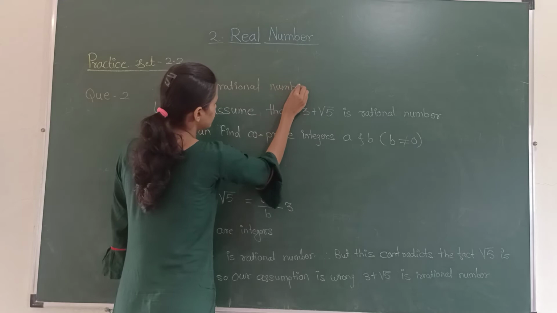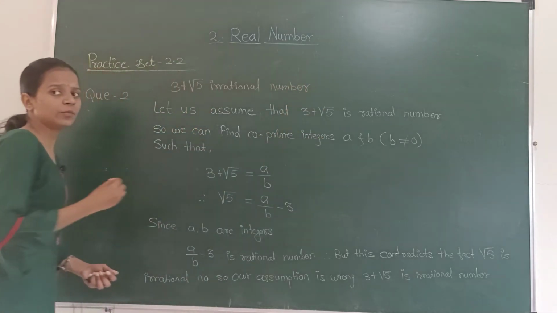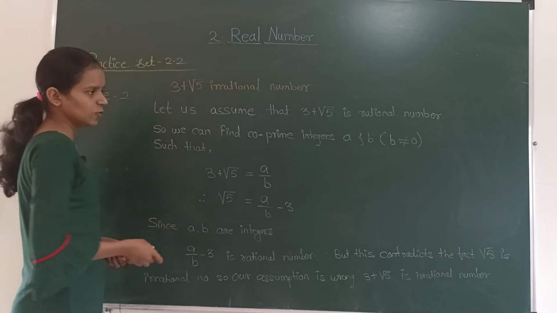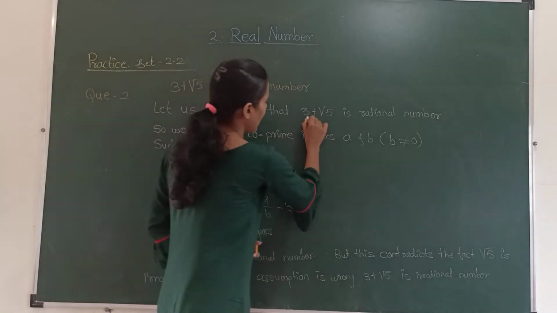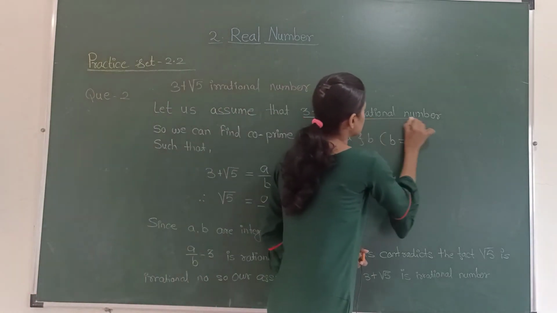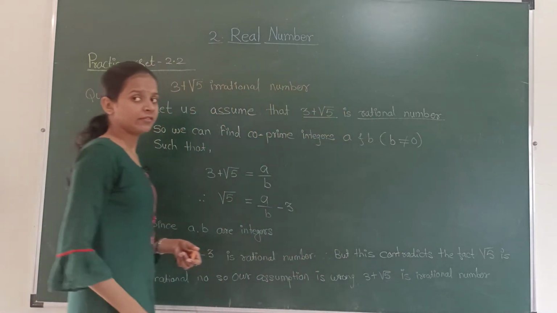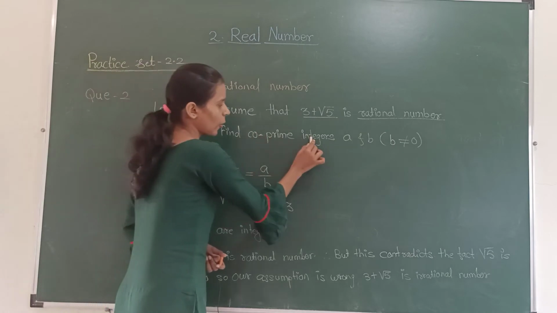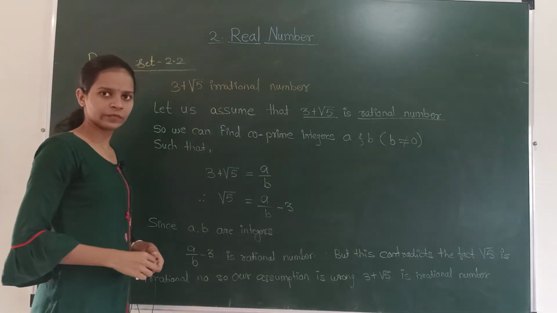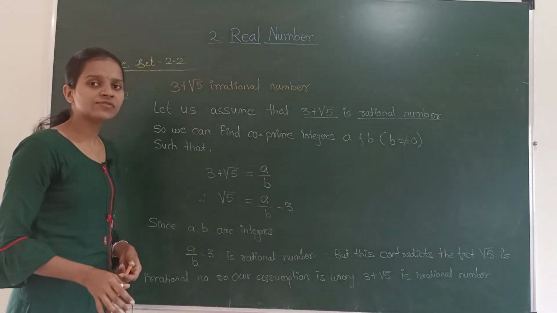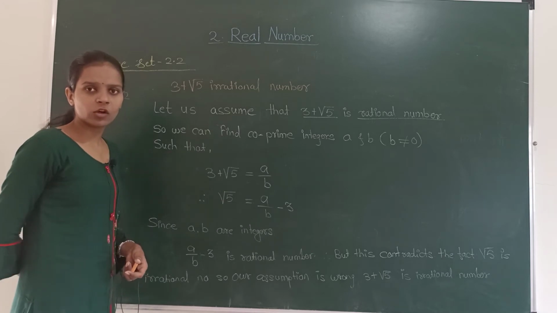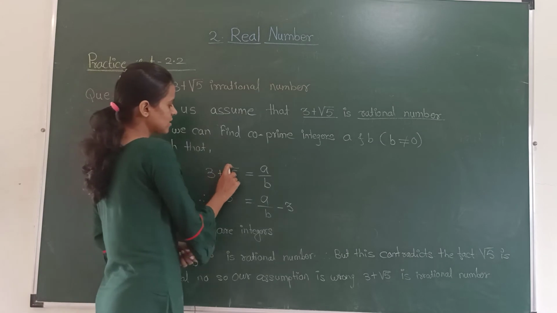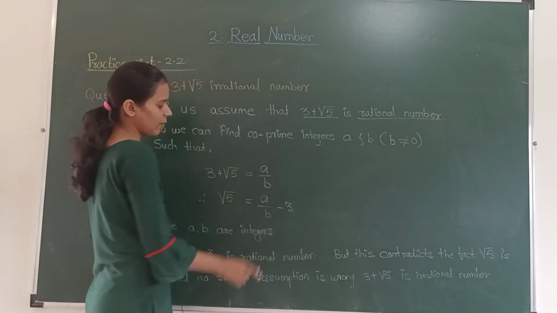So what we have to do is give the proof for that. We will give an indirect proof. Let us assume that 3 plus root 5 is a rational number. We are giving an indirect proof. So we can find co-prime integers a and b, where the condition is that b cannot be equal to 0. b is a non-zero number, such that 3 plus under root of 5 is equal to a upon b.